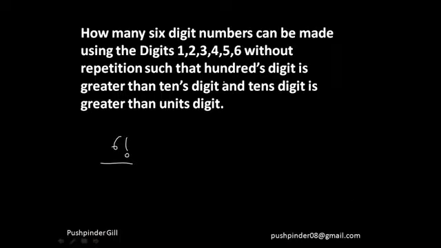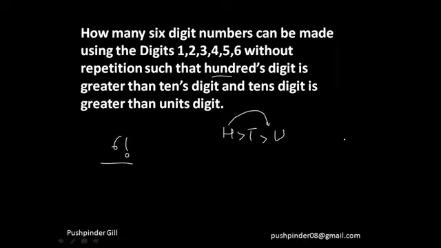Now you can clearly see the hundreds digit has to be greater than the tens digit, and the tens digit has to be greater than the units digit. That means indirectly the hundreds digit also has to be greater than the units digit. That means these 3 numbers cannot take their own positions, they cannot interchange their positions. That means that 3 of the things are identical.